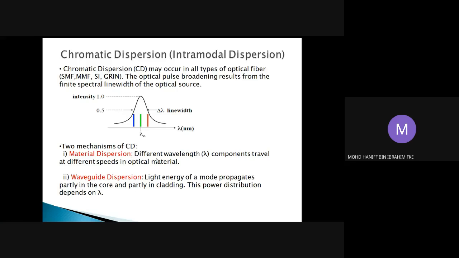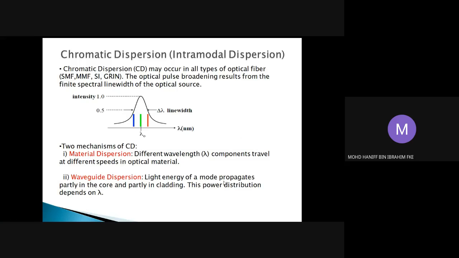The first one is material dispersion, in which this type of dispersion is due to different wavelength components, the delta lambda components, that travel at different speeds in optical material. The second type of dispersion, which is waveguide dispersion, is due to the light energy of a mode, which is said to be propagating in both the core and the cladding region. This can be regarded as the power distribution in the core and the cladding region, and this power distribution will depend on lambda.